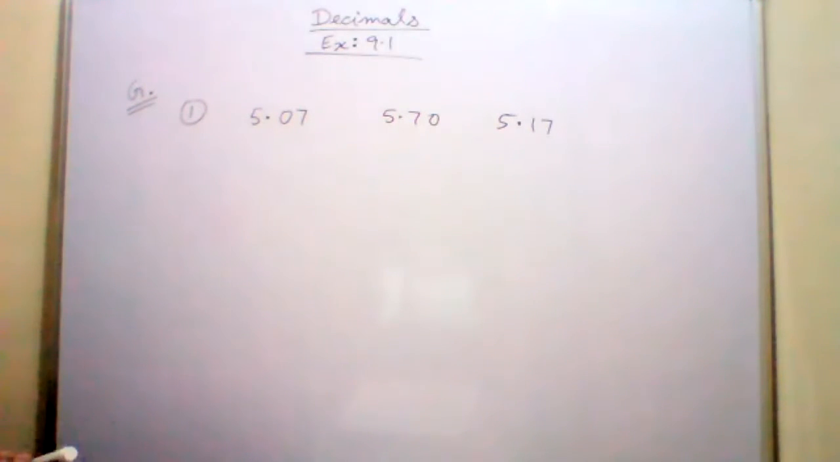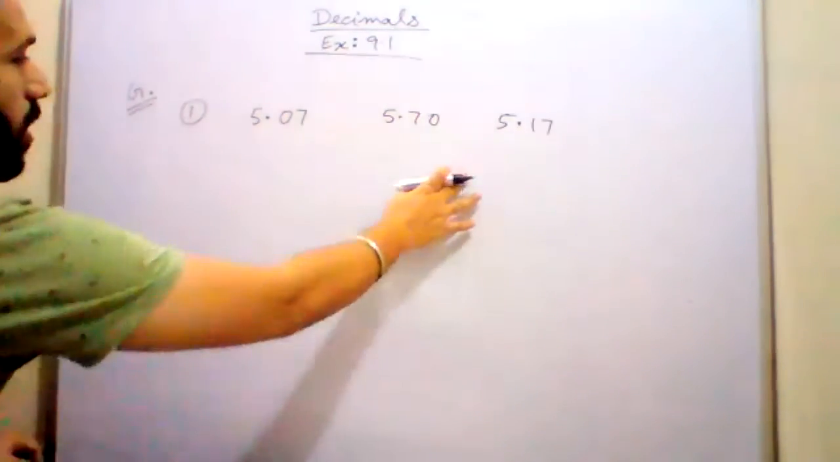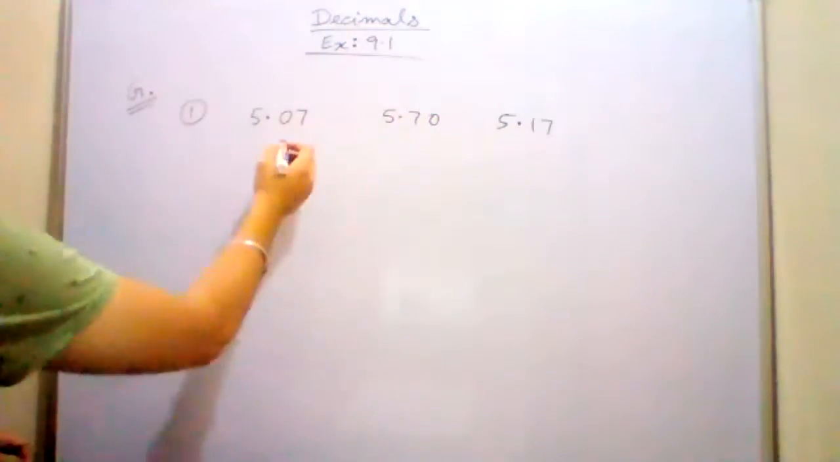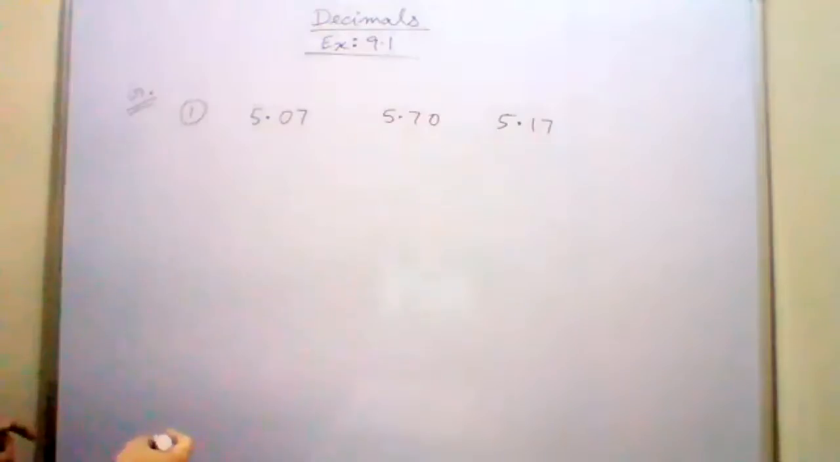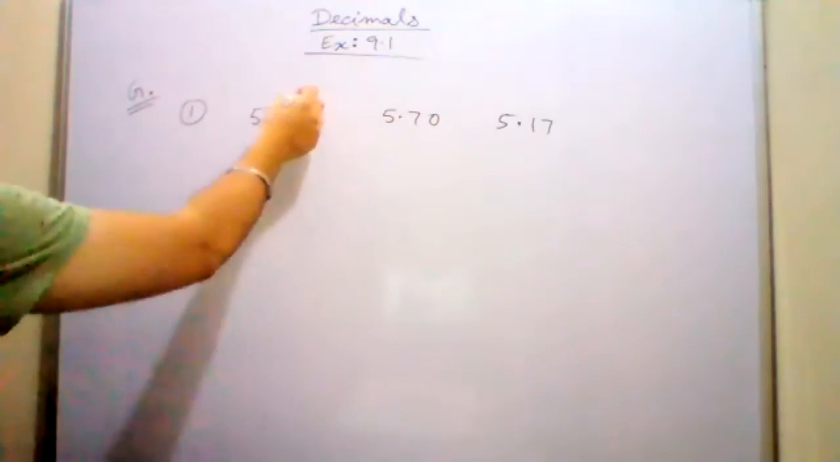5.07. Yes, correct answer. Circle the answer in your book. So here, in all the three numbers, you can see the number of digits are 2. After the decimal, there are 2 digits in each of the cases. So easily you can compare the numbers now. This is the smallest.